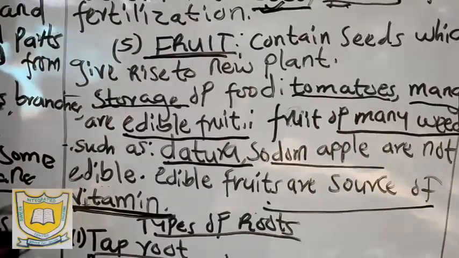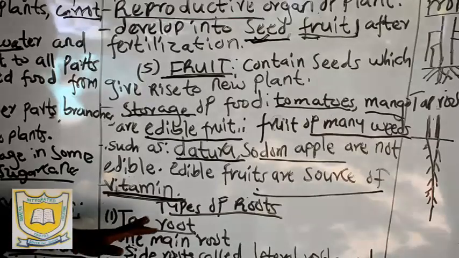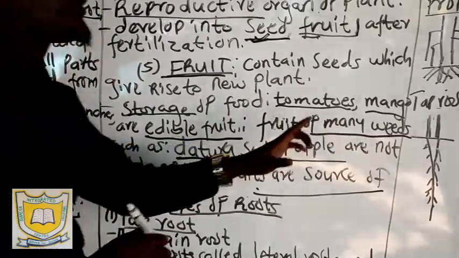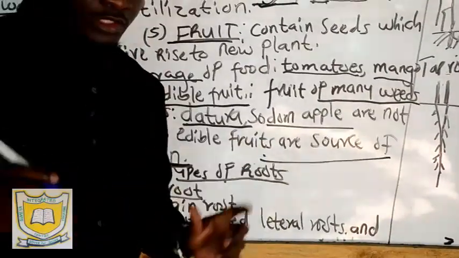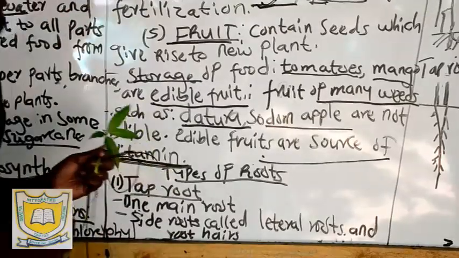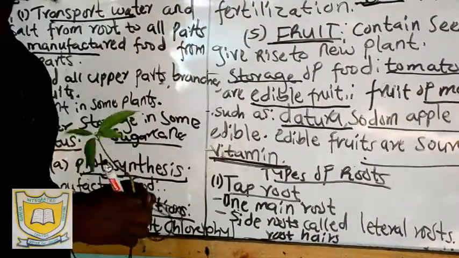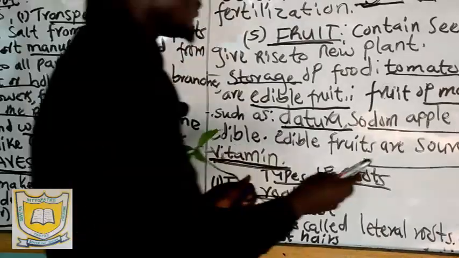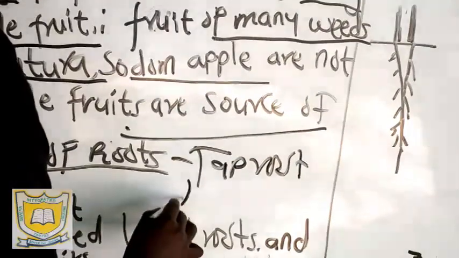That is all about the fruits and all about the parts of the plant. Now we want to discuss the last part of today, where we are going to talk about the roots. We are going to talk about the types of roots. We have discussed the function of the root. Now we want to understand the types of the root. We have two main types of roots: the taproot and also the fibrous root.